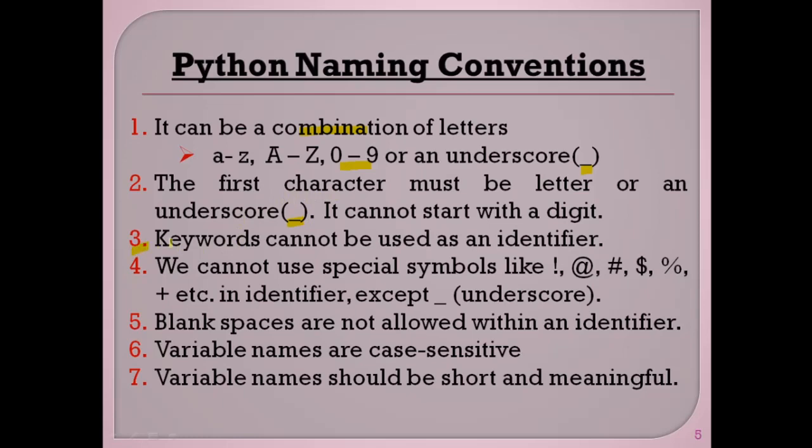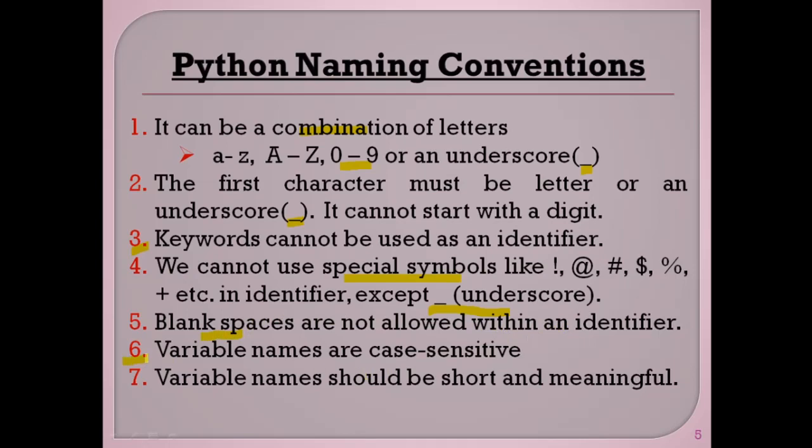Third rule is keywords cannot be used as an identifier. We cannot use special symbols like exclamation, @, hash. These special symbols cannot be used in a variable except underscore. We can use underscore in a variable name. All other special characters cannot be used in a variable name. Blank spaces are also special characters. Spaces are also not allowed within an identifier.